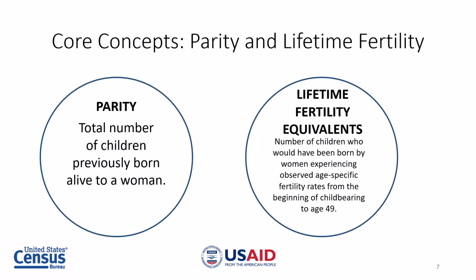Let's review the definitions of two core concepts in the evaluation and adjustment of fertility: parity and lifetime fertility equivalents. Parity refers to the total number of children previously born alive, or the total number of children ever born to a woman. Lifetime fertility equivalents refer to the number of children who would have been born by women experiencing observed fertility rates from the beginning of childbearing at age 15 to age 49.